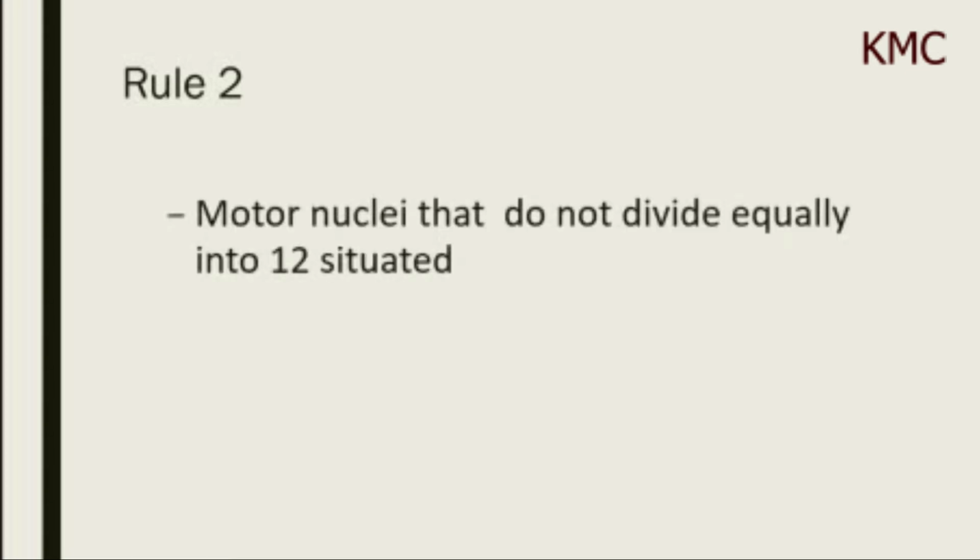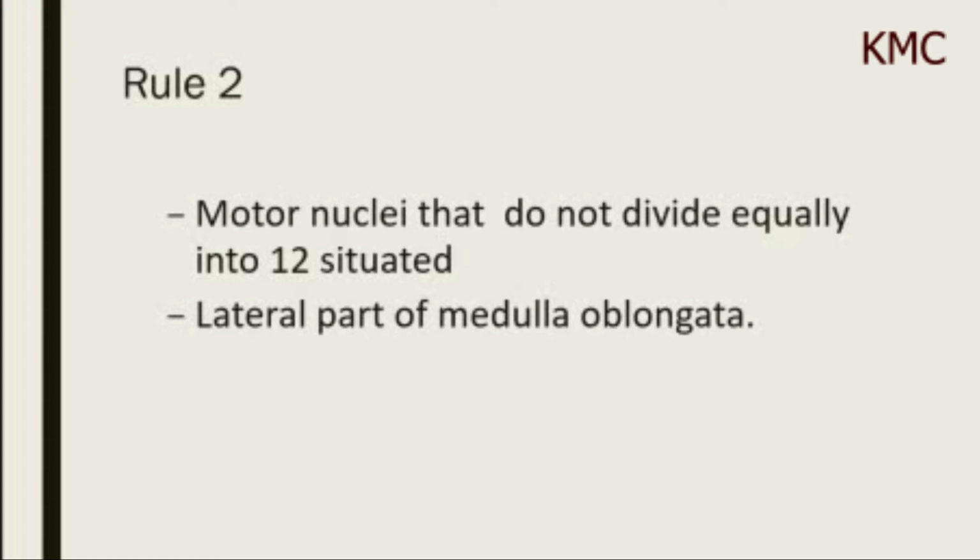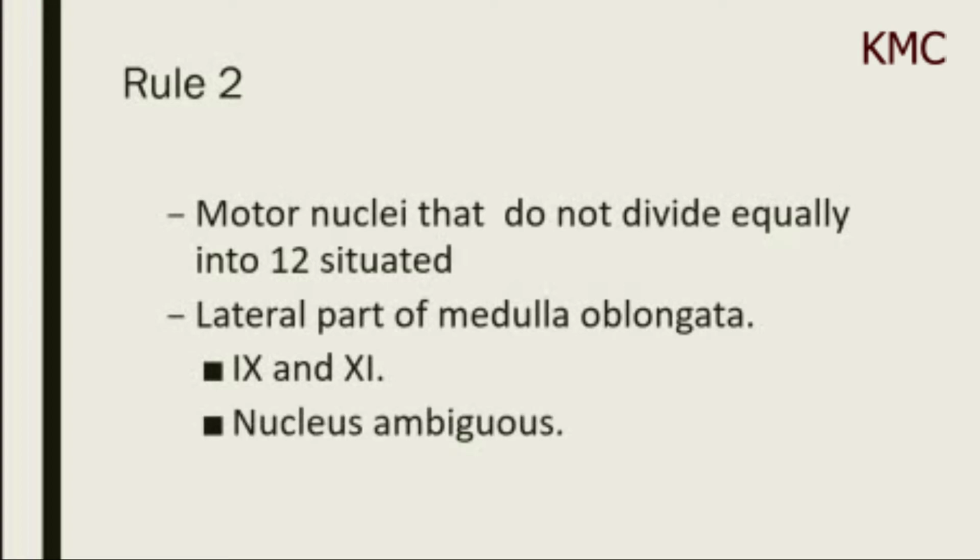Friends, the second rule of Peter Gates states that motor nuclei that do not divide equally into 12 are situated in lateral part of medulla oblongata. They are nuclei of 9th and 11th. Nucleus ambiguus is the nucleus of these nerves.